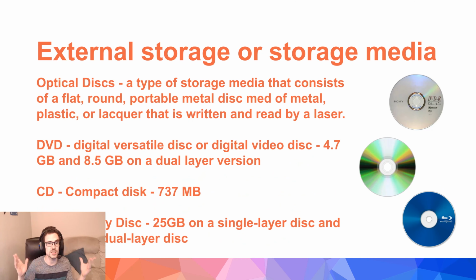Then we have optical discs, as I talked about a little bit earlier. It's a type of storage media that consists of a round, portable metal disc. Could be metal, plastic, lacquer, and it's written and read by a laser. Literally, there's a little arm that comes over and just reads the optical disc with a laser. It's pretty neat, honestly. Your mouse also works with a laser, by the way. Side note.